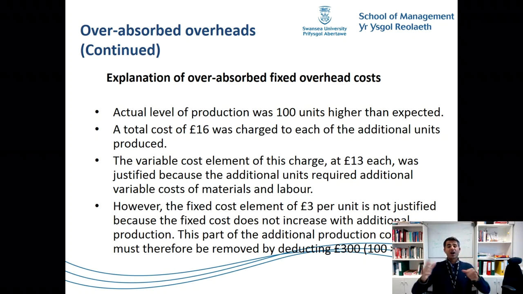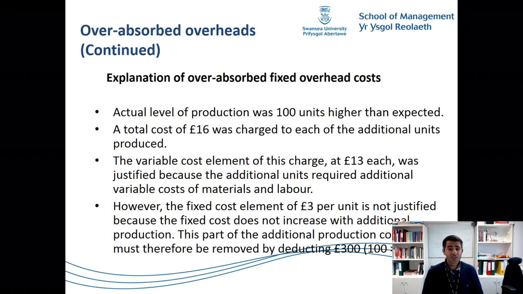My explanation in a very simple way, right? Actual level of production was 100 units higher than expected. Would you agree? I hope yes. A total cost of £16 was charged to each of the additional units produced. As I mentioned, the £16 is the product cost per unit, and this £16 is broken down into £13 as the variable cost element and £3 as the fixed cost element.